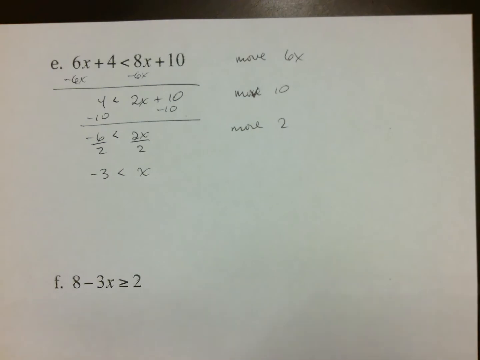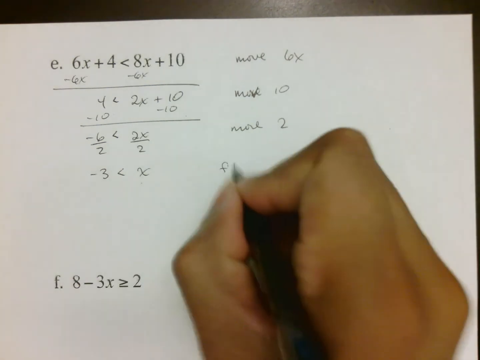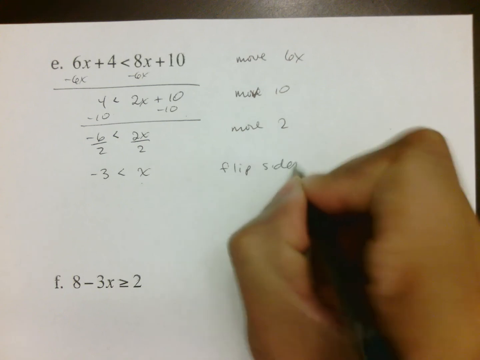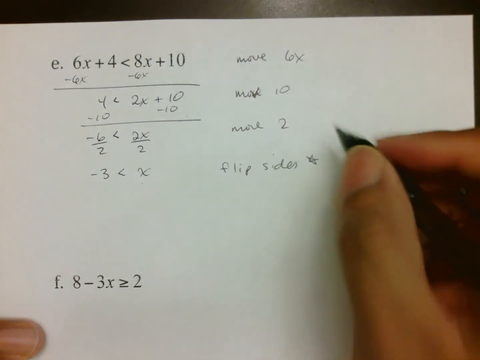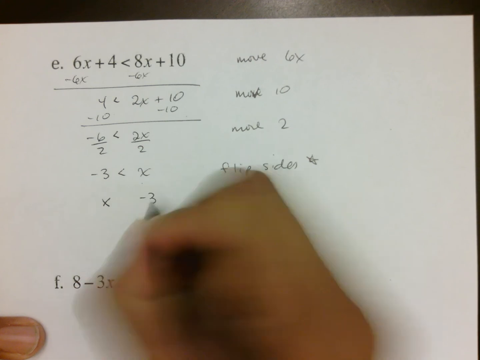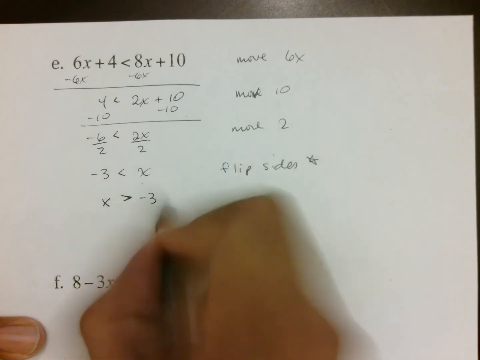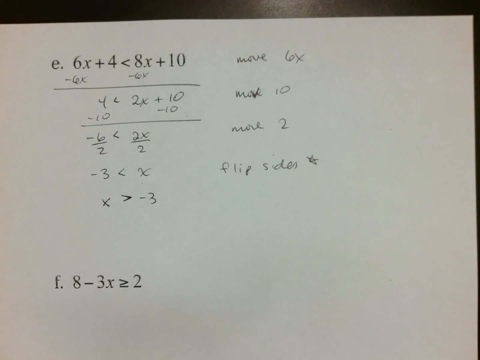But again, notice we have a problem. The x is on the right, it's supposed to be on the left. So this is where we will flip sides. And again, put a star by that, because anytime you flip sides, when x comes over here and negative 3 goes over there, the symbol must flip also. And that is the answer that you're looking for. Okay?